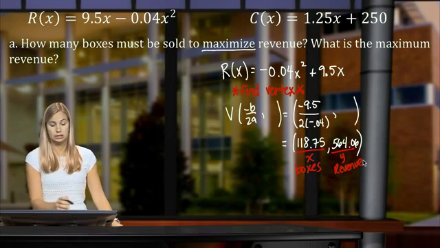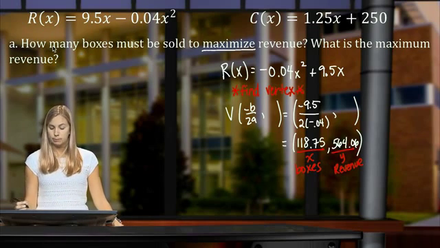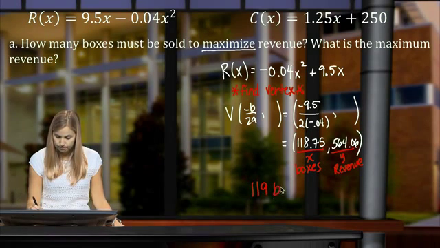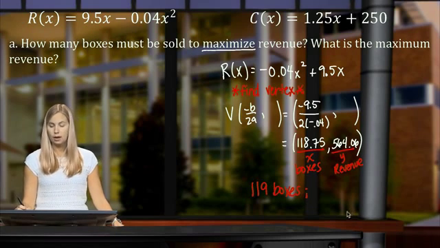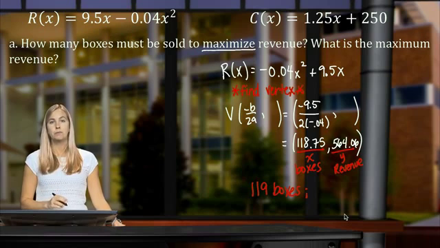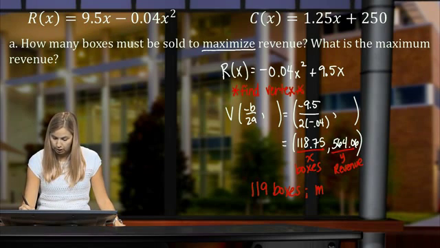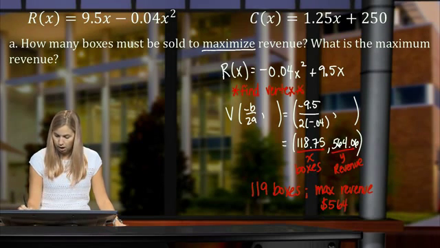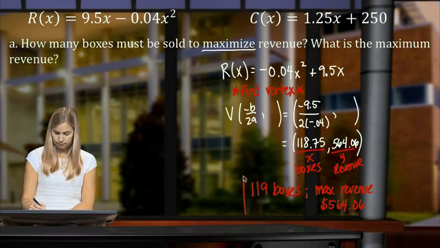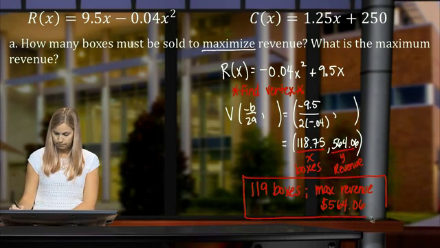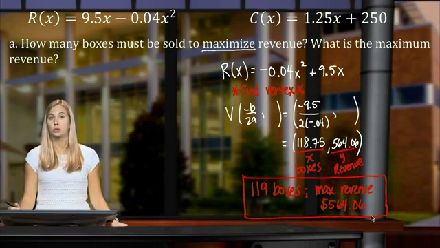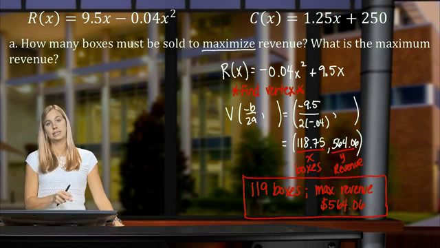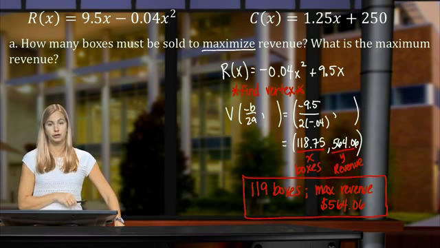So if I'm answering my questions, the first one asks how many boxes must be sold to maximize revenue. Well, I can't sell a fraction of a box, so I need to sell 119 boxes. And then what is the maximum revenue? That's going to be given by our y value of the vertex. Our maximum revenue is going to be $564.06. You want to be very careful with the wording of the questions and make sure that you're answering the questions in the correct order. We're not just asking you to find the vertex in these problems, but also can you interpret the values of your vertex?